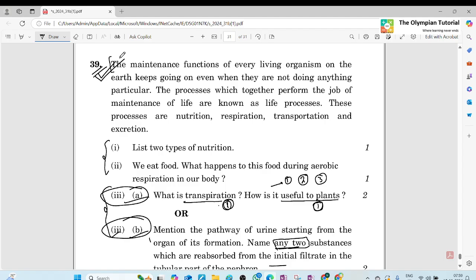Two types of nutrition. Two types means half a mark for each. Here it is given, life processes. We already did the complete chapters: nutrition, respiration, transportation and excretion. Yes, Ayukta, list two types of nutrition.